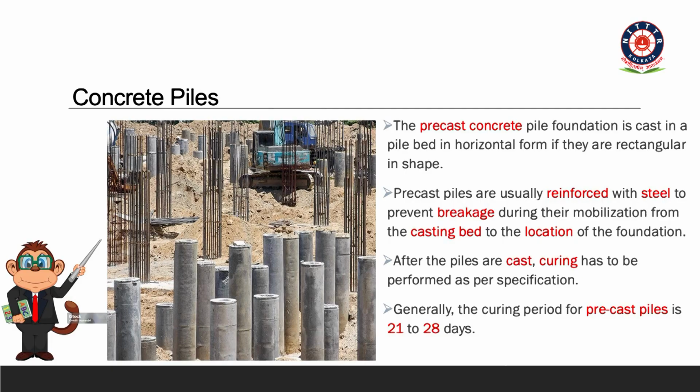Then let's understand concrete piles. See, concrete piles have two types: one is precast and the other is bored cast in situ pile. What are precast concrete piles? It means you are casting the pile in the casting yard, then you are bringing it to the site.